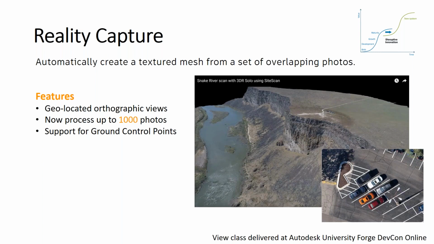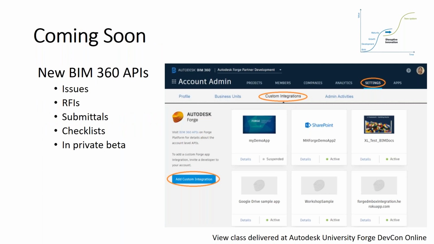And integrating that with BIM 360, which has become really the central data repository for all things BIM and all things on a construction project. Coming soon, new BIM 360 APIs, things about issues and RFIs and submittals and Q&A checklists. And so those APIs will be coming. I think it's going to be 3-4 more months before we get what we want there. But just be aware it's coming.